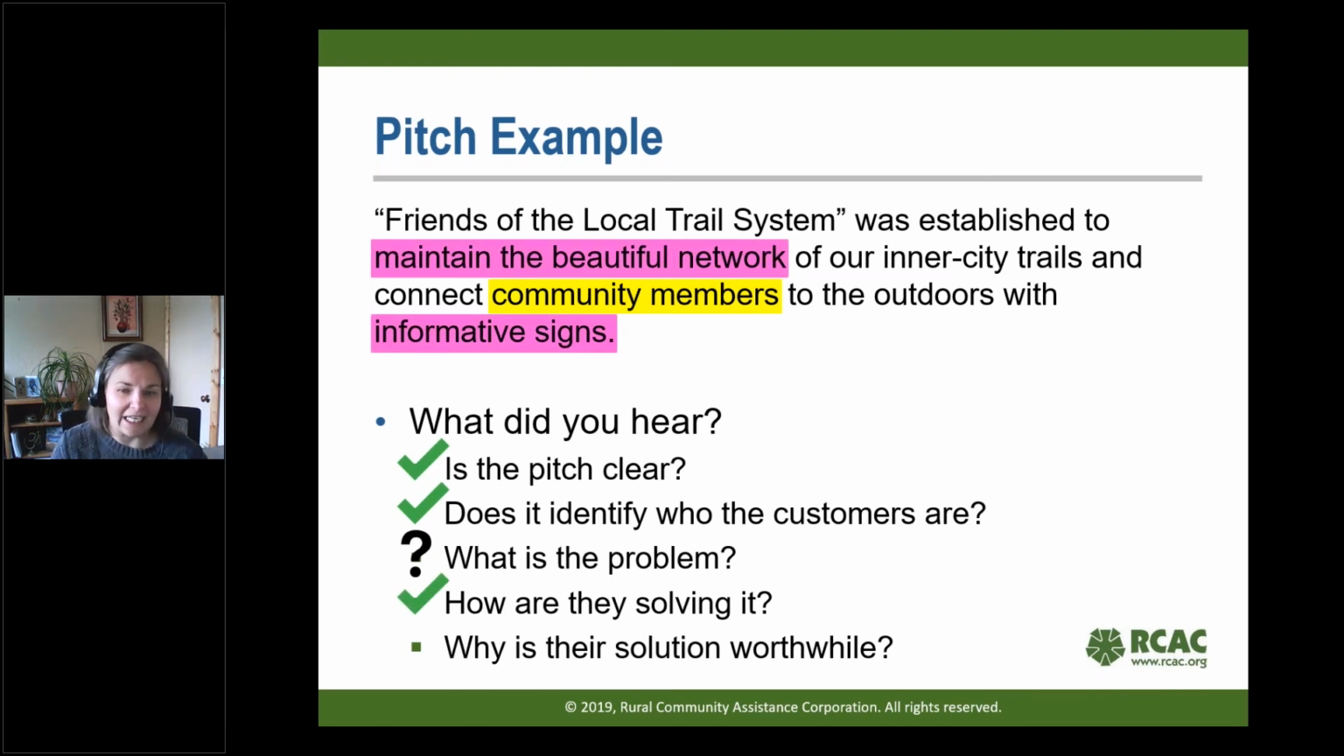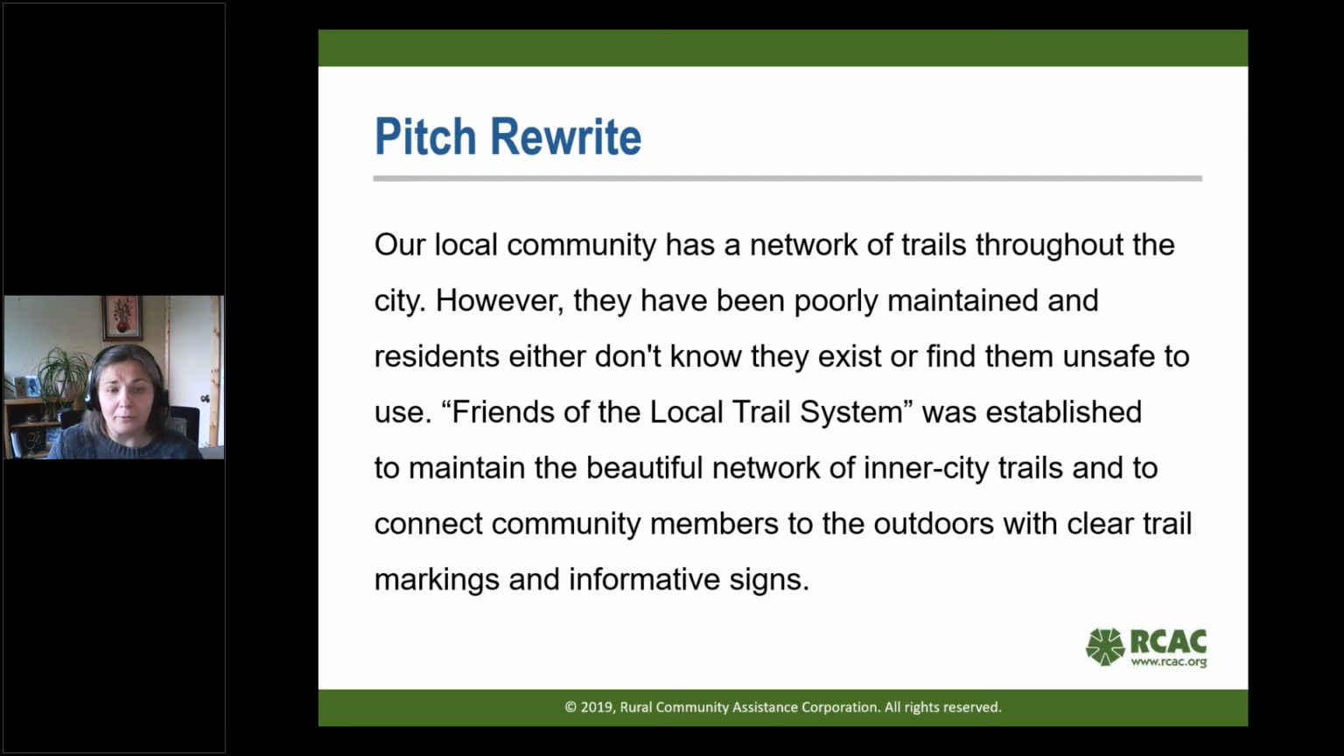Although the problem isn't stated, the solution they have developed is maintaining the trail network and posting informative signs. Why is their solution worthwhile? From the pitch, it is a bit unclear why their solution is worthwhile. We have rewritten their pitch to highlight the problem and add more information about their solution. This doesn't mean that the pitch is perfect. It takes practice to develop and deliver a clear and concise message.